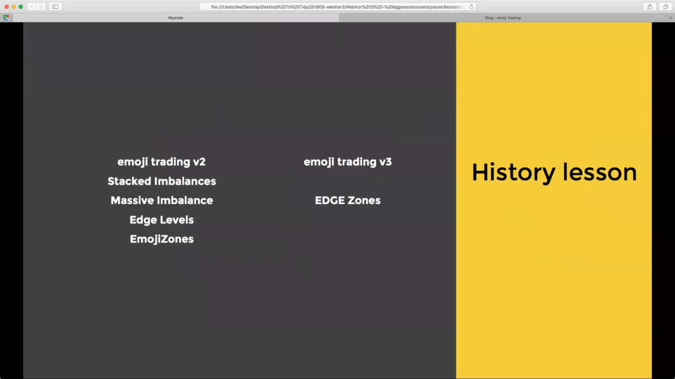Before we dive into edge zones, I want to give a quick history lesson. Order Flow Suite version 3, as well as lots of new advanced features and re-architecting what we do, consolidated about 30 indicators into 14. We had a bunch of component indicators in Order Flow Suite version 2, including stacked imbalances, where we could highlight 2, 3 or more imbalances on top of each other at consecutive price levels. Massive imbalance. We had lots of component indicators that looked at certain facets of order flow.